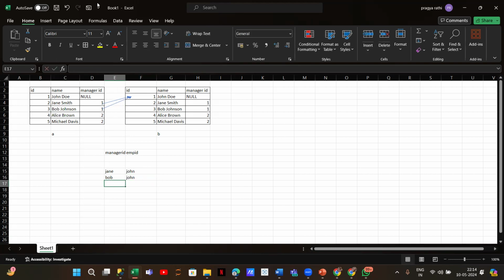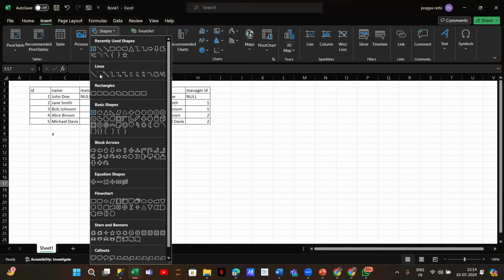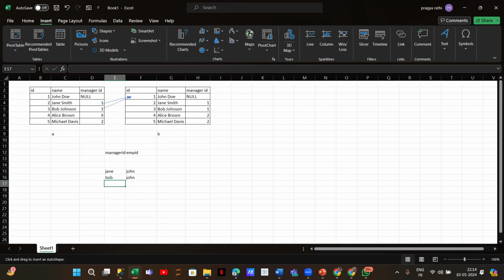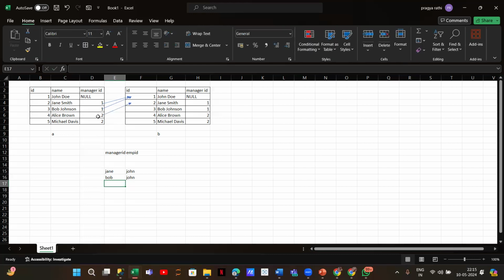Now we have second. Let me insert a shape. So there we have second. Second will go with two, right? So what name will I get from here? What name am I getting?